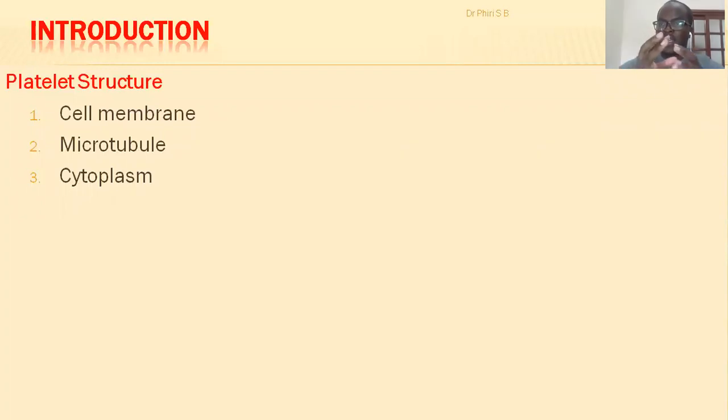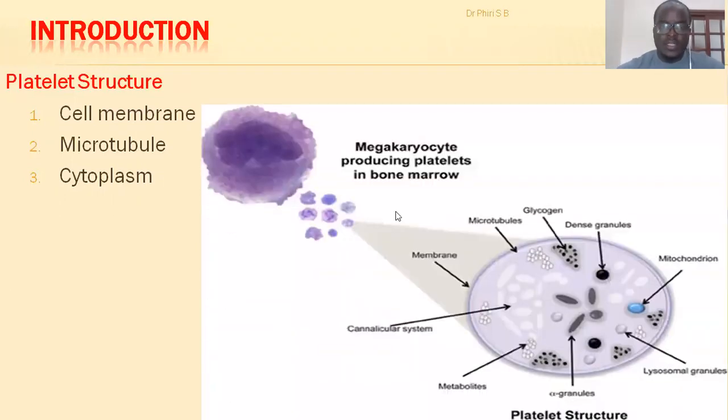But as the megakaryocyte is forming these platelets, you have budding off of these platelets. As they're budding off, they bud off with the plasma membrane of the megakaryocyte. So they also have a cell membrane, just like the megakaryocyte. And then inside them, we have microtubules, the cytoskeleton, and also the cytoplasm, just like any other cell. So you can see from the megakaryocyte, the one producing the platelets in the bone marrow, we have these smaller fragmentations of the megakaryocytes, and these fragments are what we refer to as platelets.